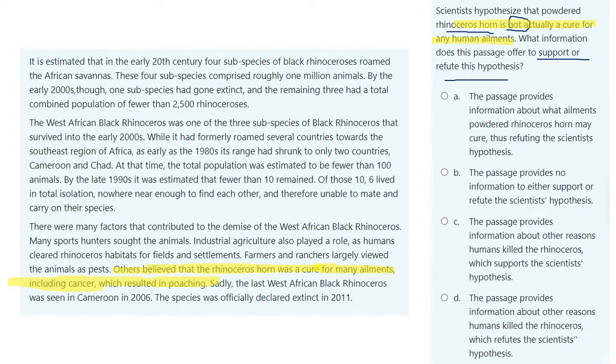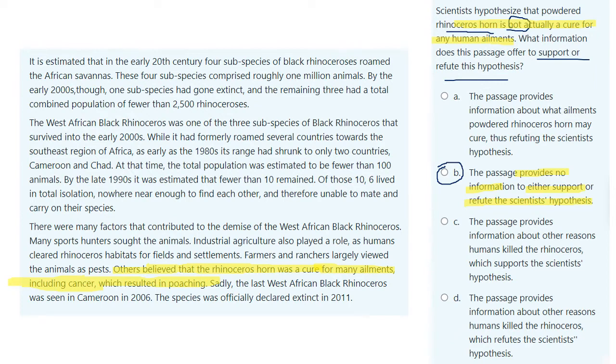We are not given any reason for that. We are told that some people believed that it cured these illnesses, but we are not told why. Why did people believe that it cured these illnesses? Therefore, this passage does not give any information. This passage provides no information to either support or refute the scientist hypothesis. Support means agree, refute means disagree, but there's no information there.